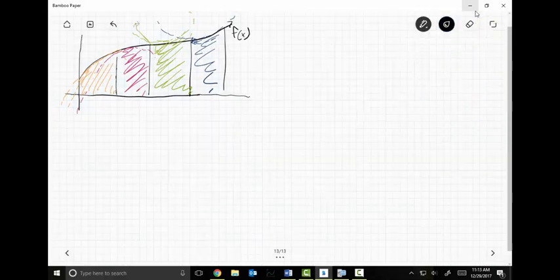Well, what we gain in accuracy, we lose a little bit in simplicity. So let me show you the formula for this guy. So let's try that again. S sub n, Simpson's approximation with n subintervals. So S sub n is this guy. And I'm not going to go into the proof of this.